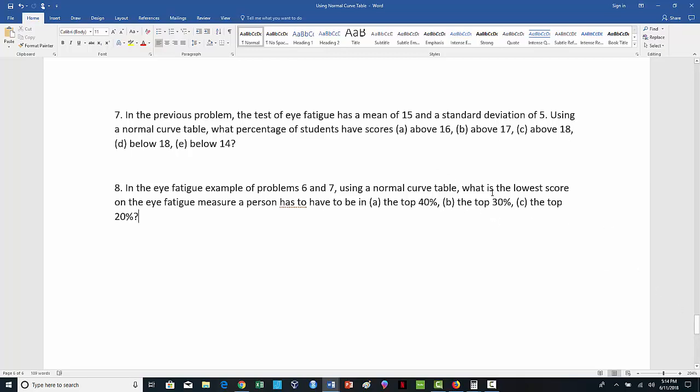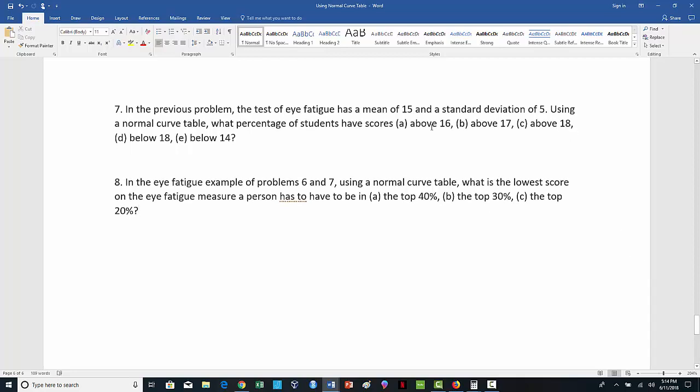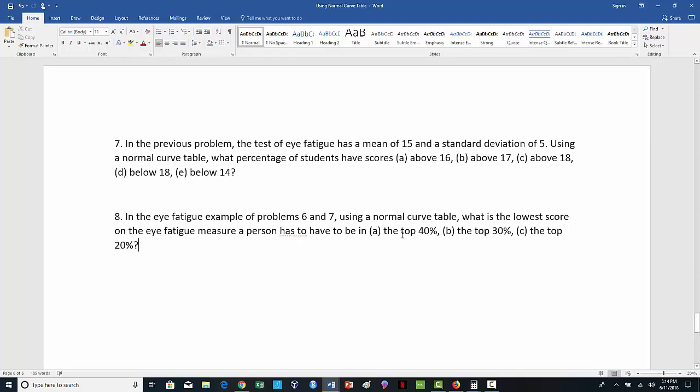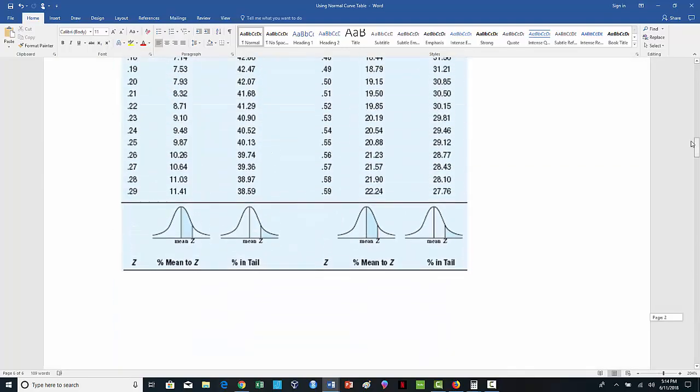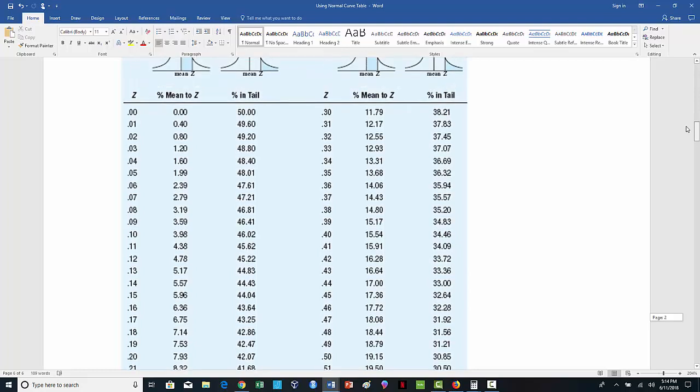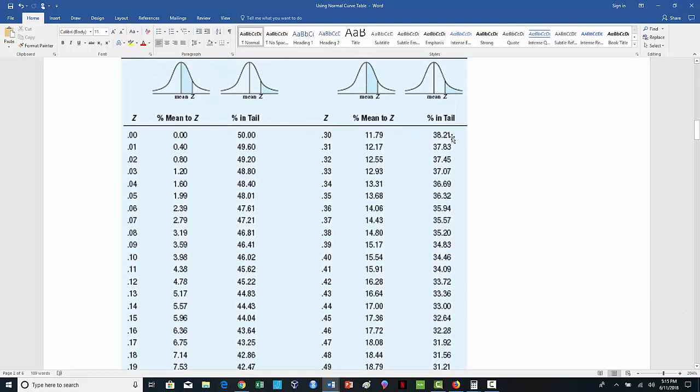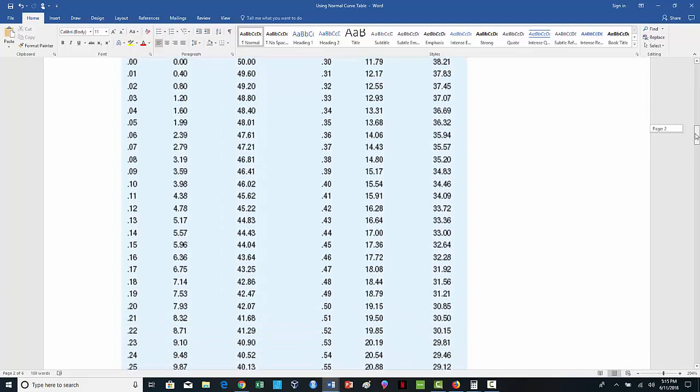So let's go through this. The question is, what's the lowest score that a person has to have to be in the top 40%? So how are we going to figure this out? Now we're going to use the mean and standard deviation that it gave us in problem 7 to answer this. What we really want to know here is what's the cutoff to be where there's 40% in the tail.